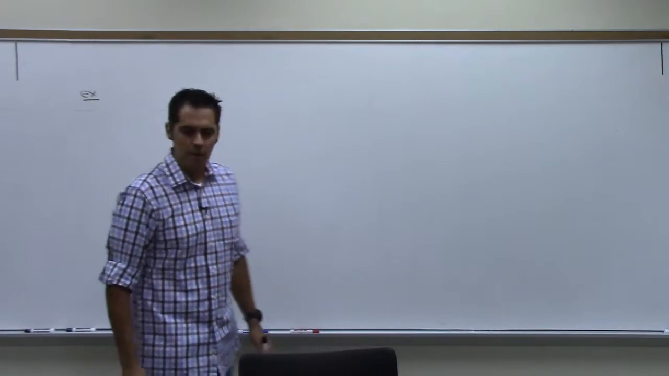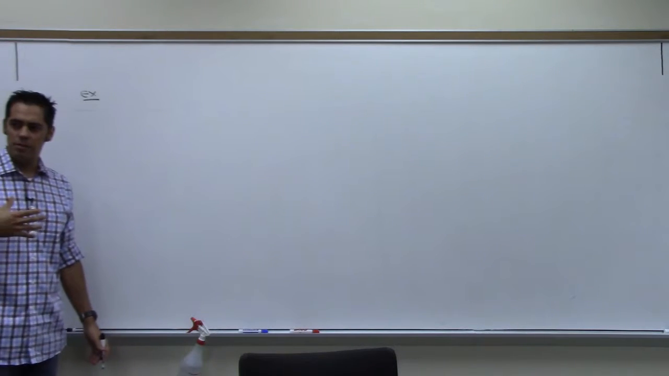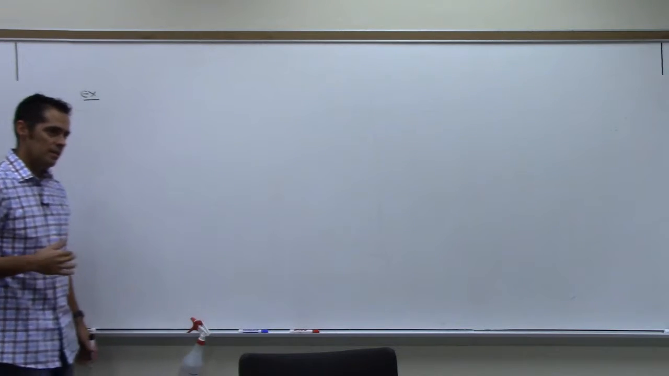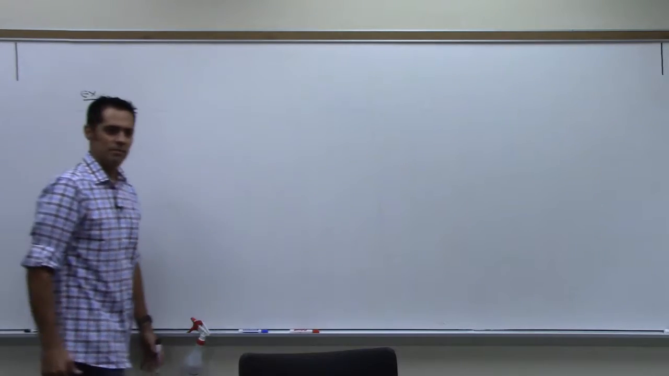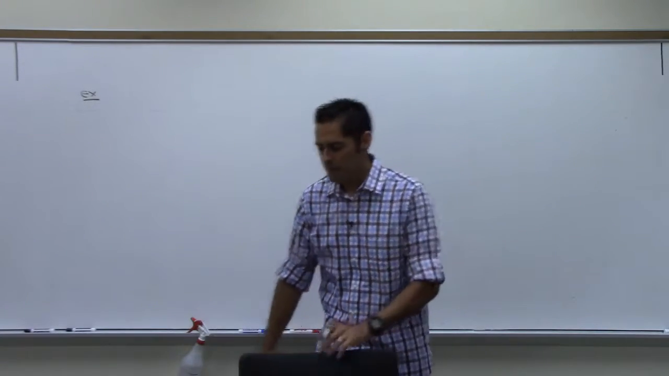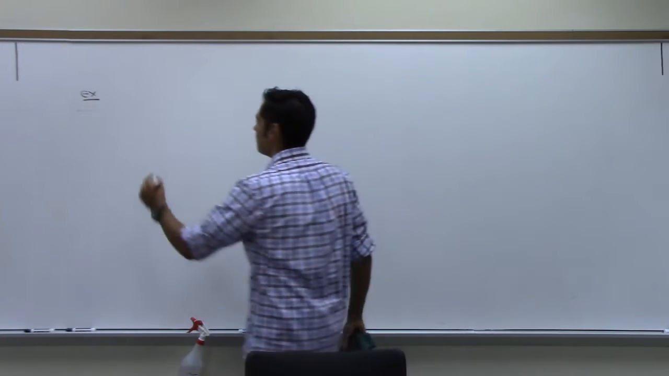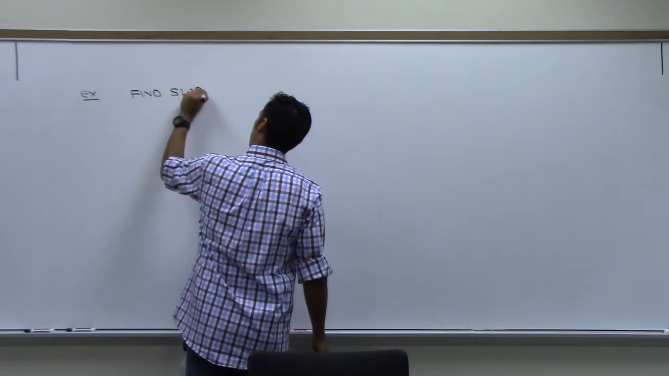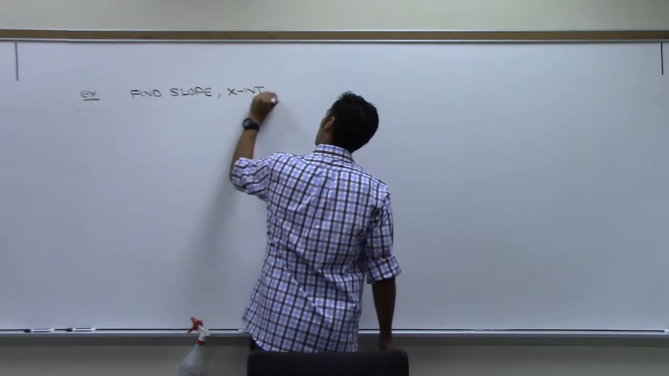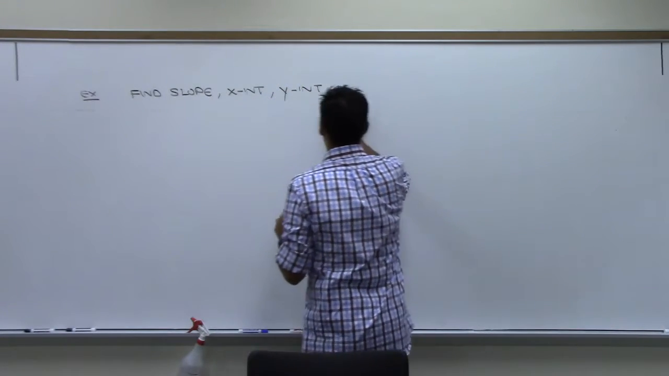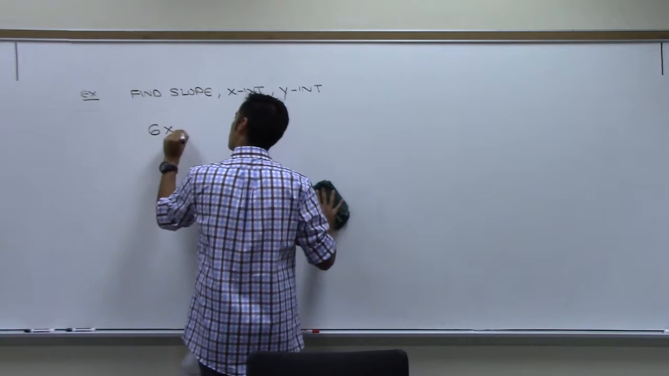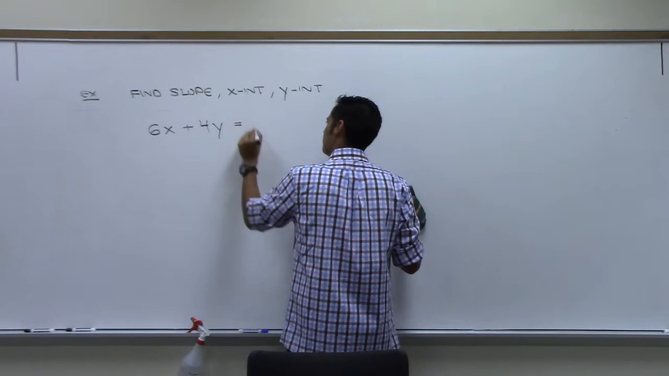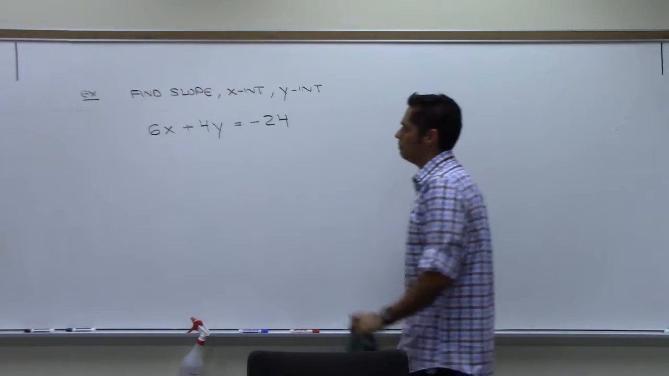But it was the fundamental problem, and it caused a lot of issues for a long time. And that's when Isaac Newton came around and found a way to get around it and allowed us to do calculus. And it all grew from there. So, all right, example. Let's do this. Find the slope, x-intercept, and y-intercept of this equation. 6x plus 4y equals, we'll start easy, negative 24.